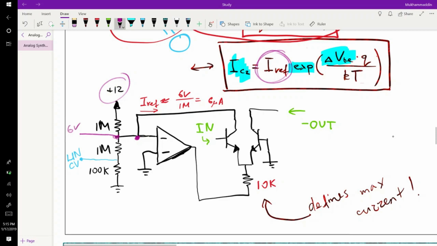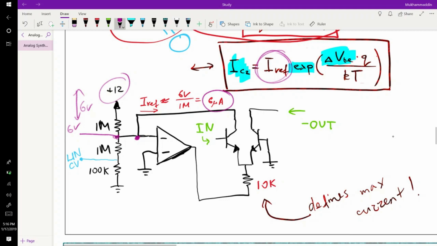Let's say 6 volt for simplicity. You have 12 volt here, you have 6 volt here. That means you have a 6 volt drop across a 1 megaohm resistor, which gives you around 6 microamp of reference current. And again, this is set by your resistor and op amp, and this shouldn't change much with temperature.